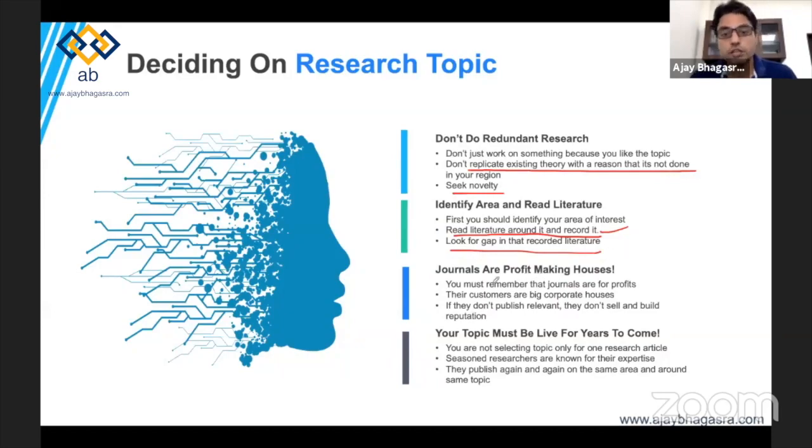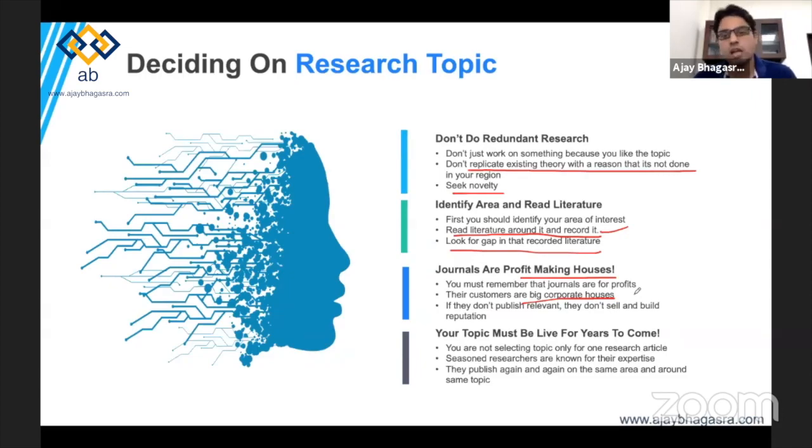Very important point: journals are profit-making houses. I am talking about these premier journals also. Their customers are big corporate houses. So Google is subscribing to many IT journals. Microsoft would also be subscribing. I remember when I published this paper in International Business Review, that was around laptops in India.